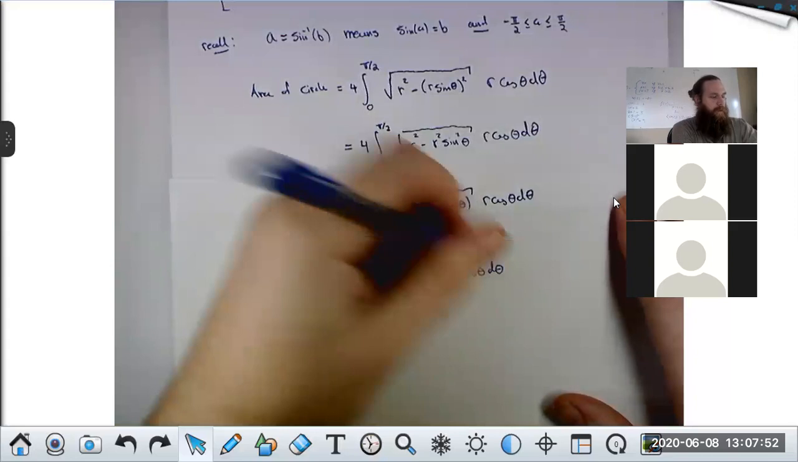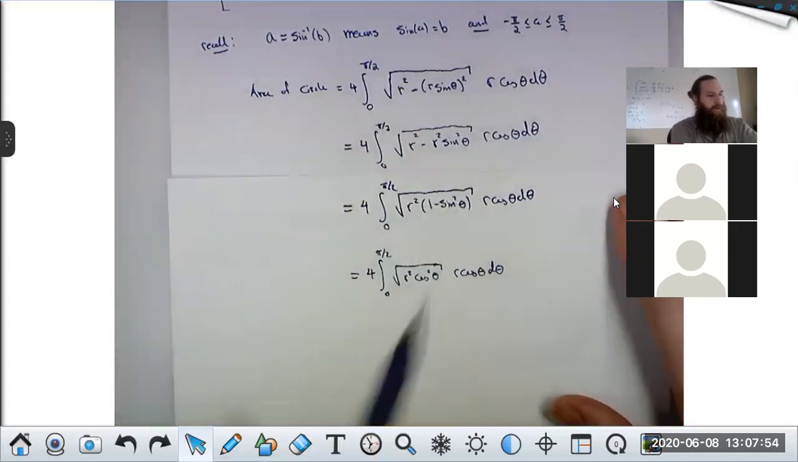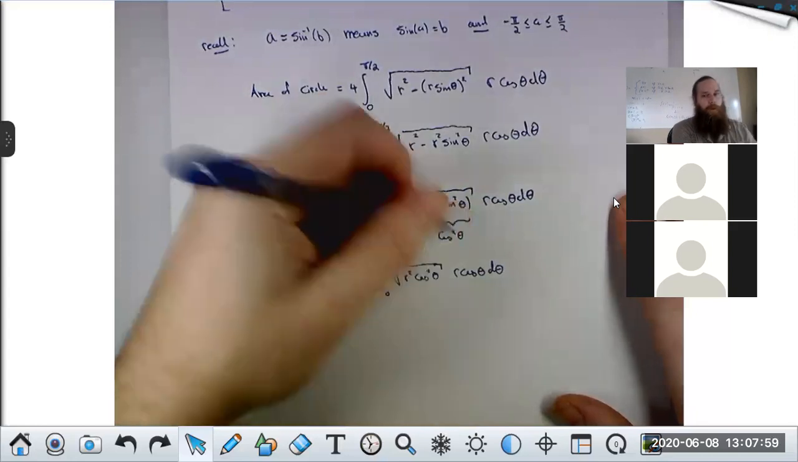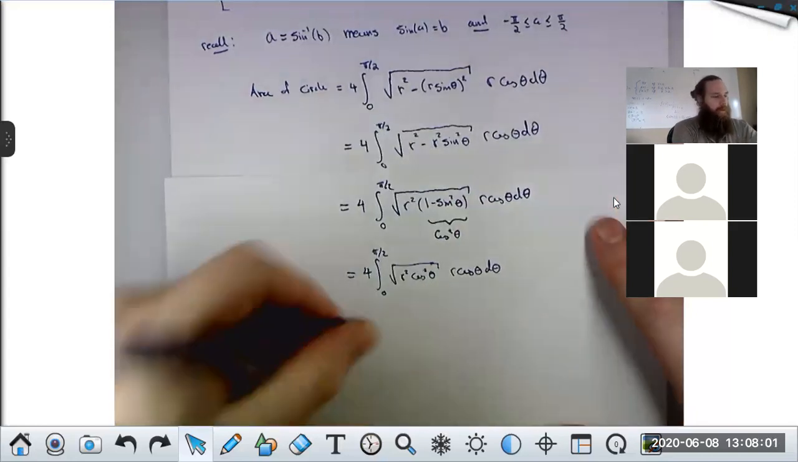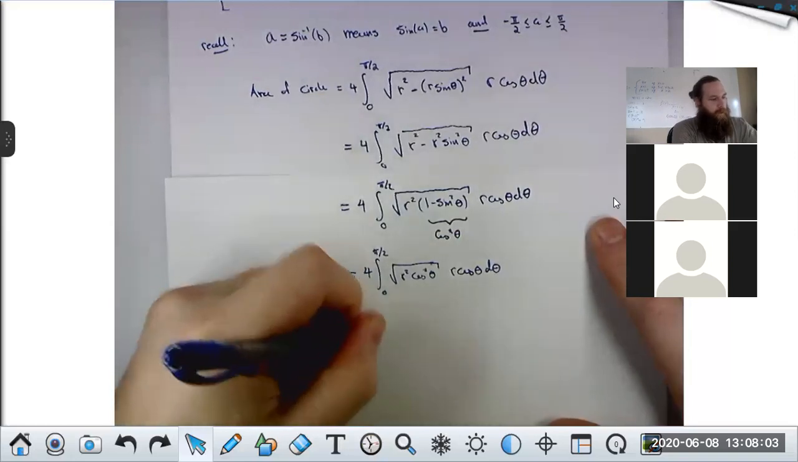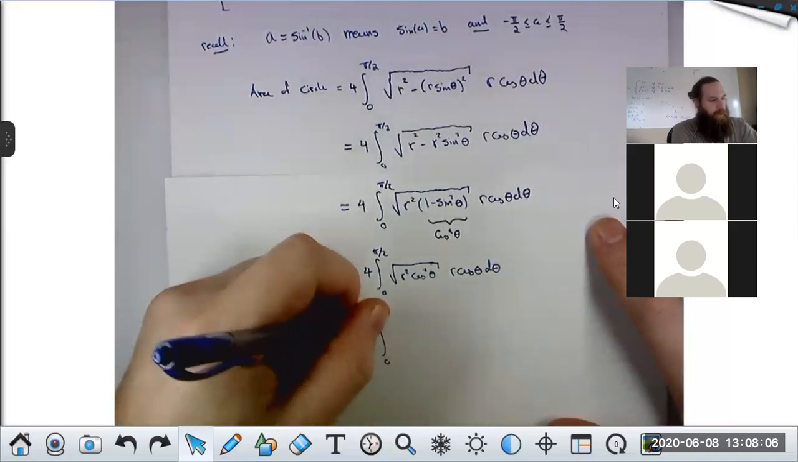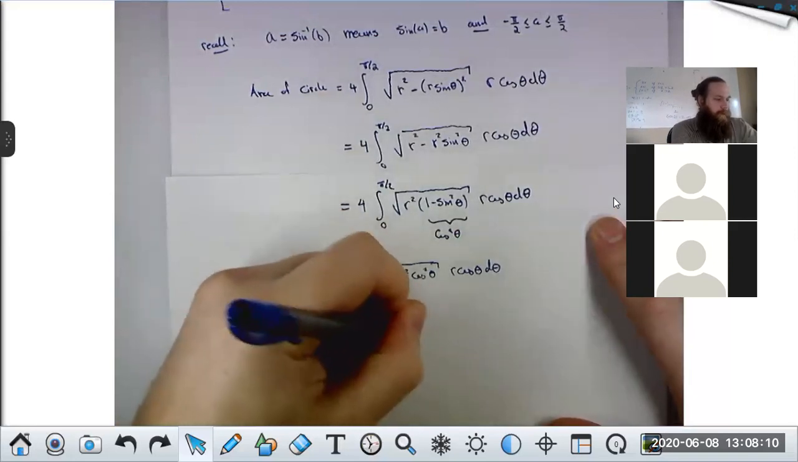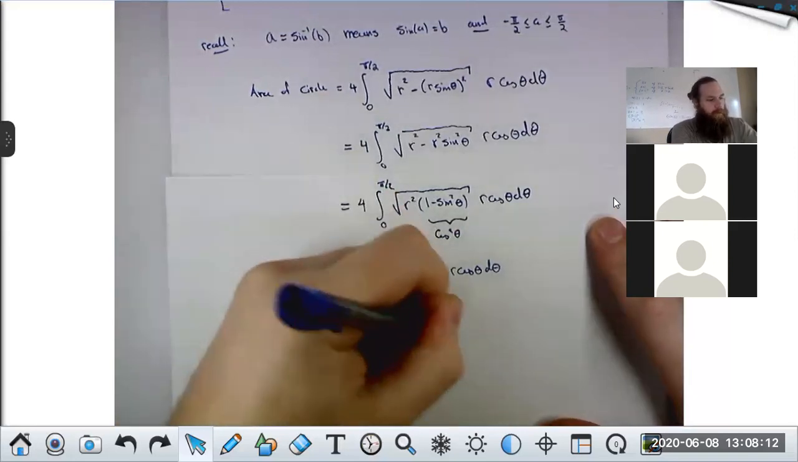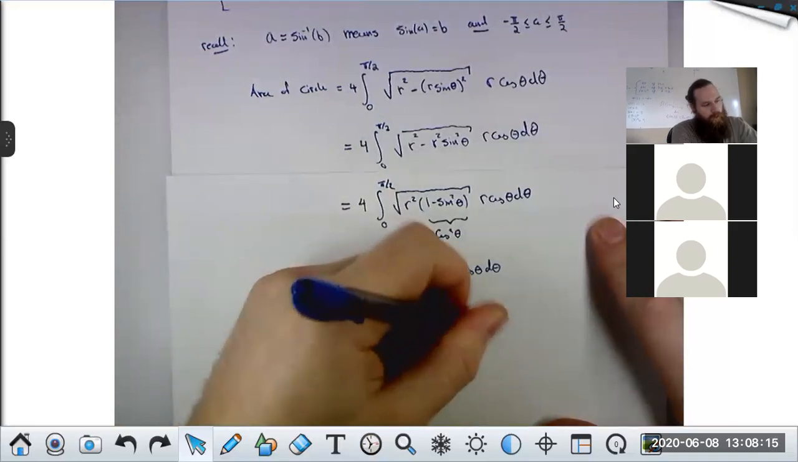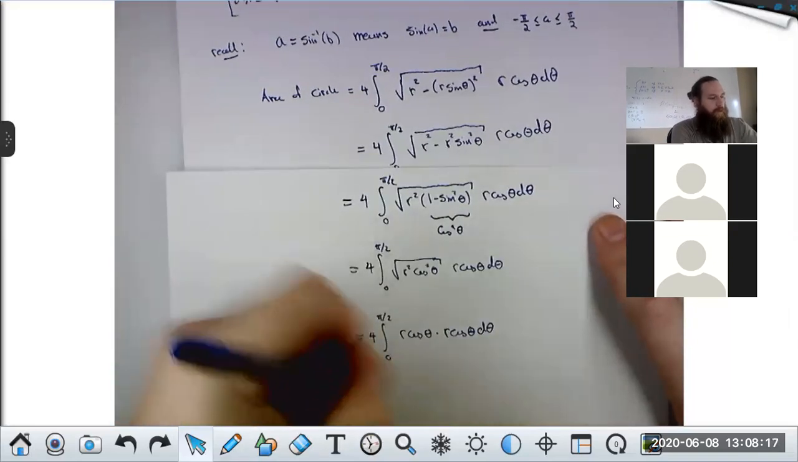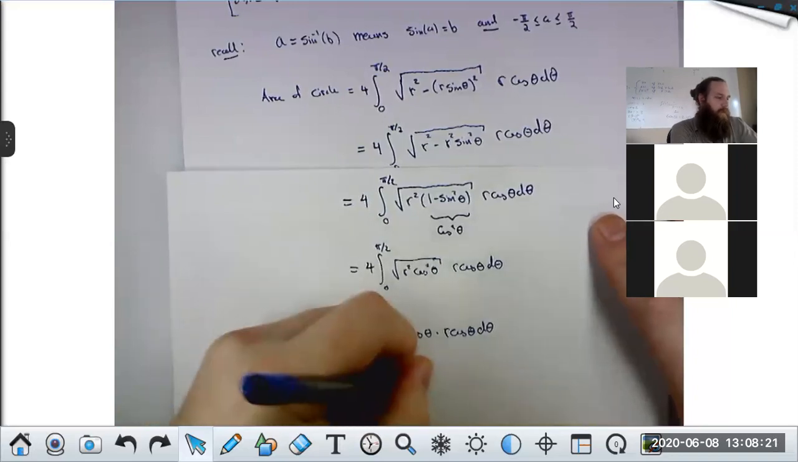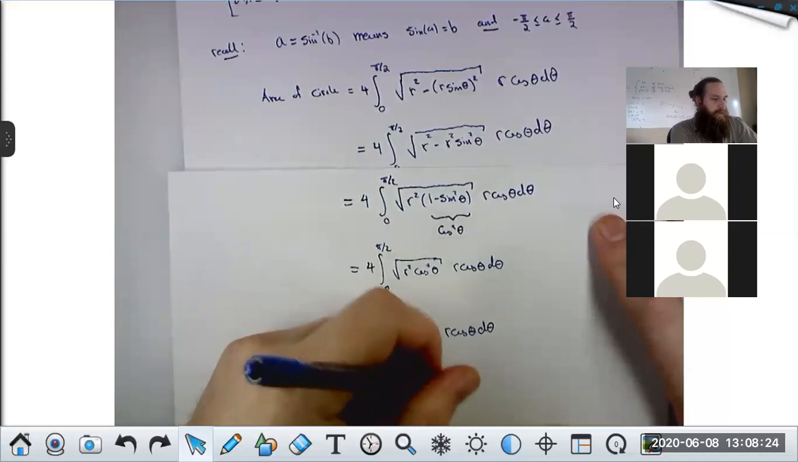theta d theta. 1 minus sine squared, this is cos squared by Pythagoras. So now I can take the square root because there's no more addition or subtraction under there. The square root of r squared cos squared theta is r cos theta. So you get r cos theta times r cos theta d theta. R squared comes out. Integral of cos squared theta d theta remains.